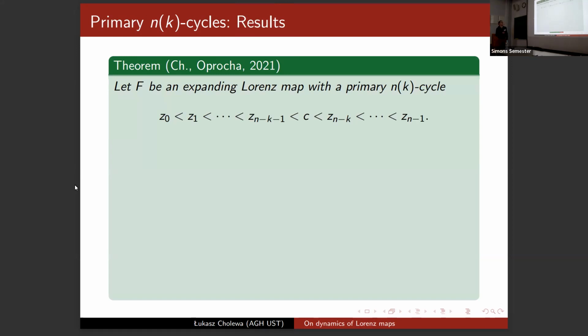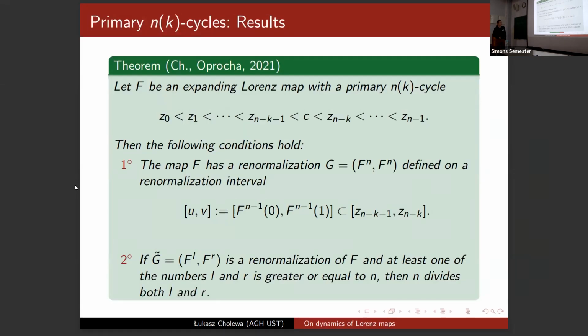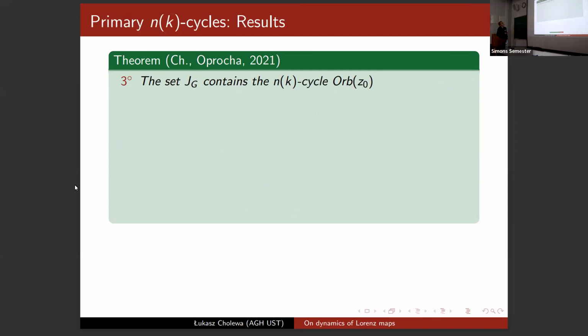So assume that we have an expanding Lorenz map with a primary nk cycle, then the following conditions hold. At first, I always have a renormalization f to the n defined on this interval, which is contained in this one. Okay, I always have this renormalization. The second thing is that if I have any other renormalization, f to the L, f to the R, and at least one of the numbers L and R is greater or equal to n, then n divides both L and R. But still, it may happen that both of these numbers are less than n. Okay? And the set JG contains the nk cycle, always.